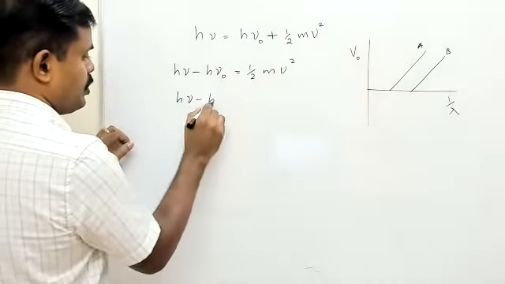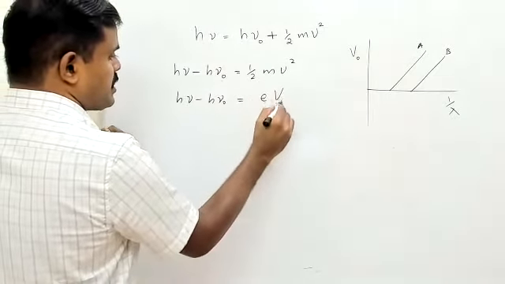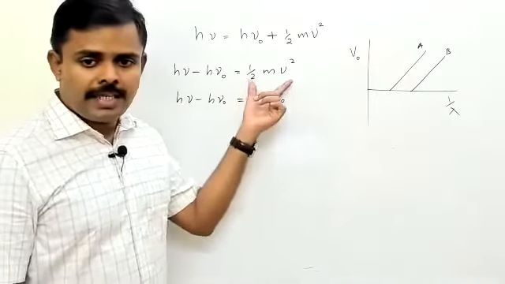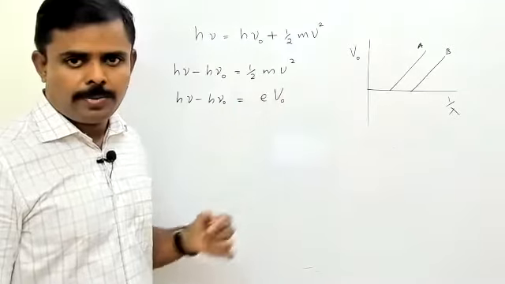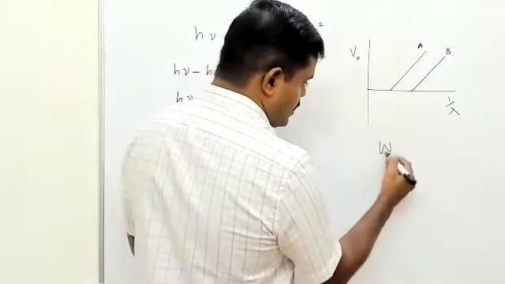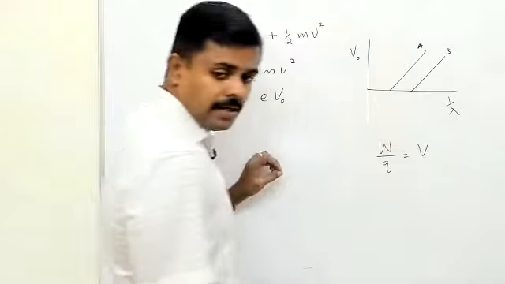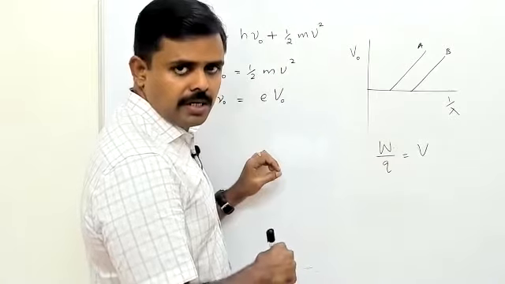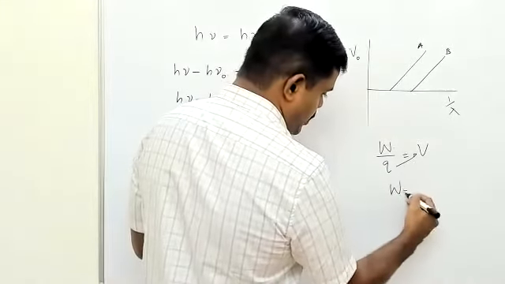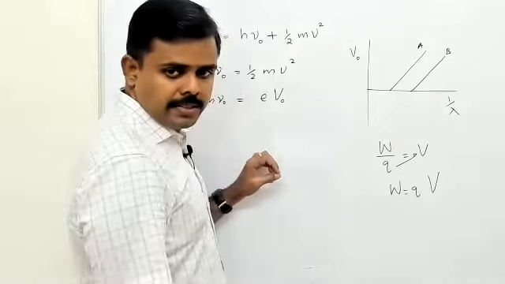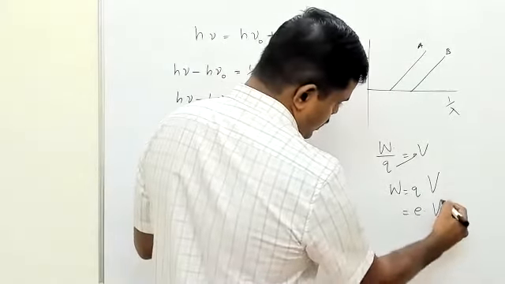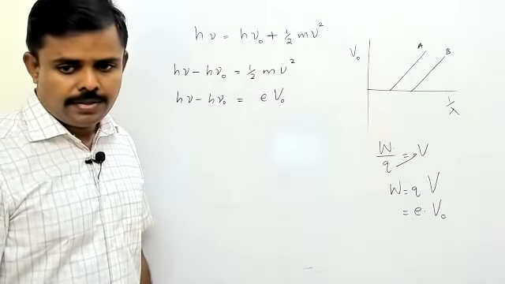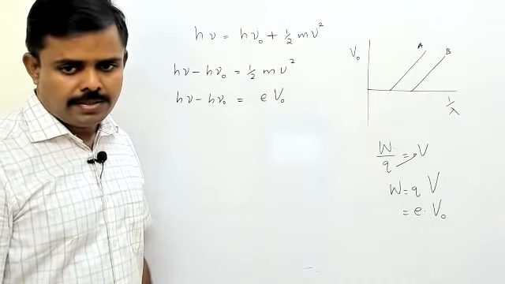But if you remember, we wrote this half mv square as eV0. Do you remember this? Kinetic energy is the same as work done, the work done to stop the particle. Work done per charge is potential. I wrote this this morning. Cross multiply, work done will be Q times V. Since it is an electron, it is e times the stopping potential V0. That is what I have written here. Understood? I'm asking everyone, tell me please.